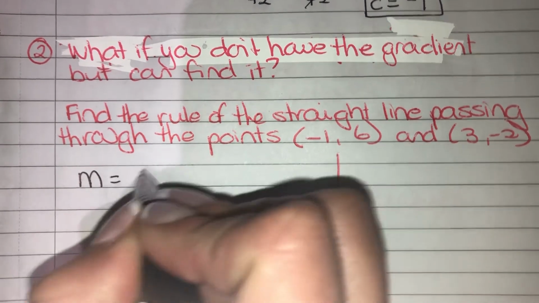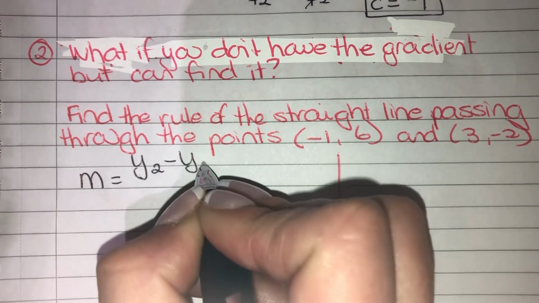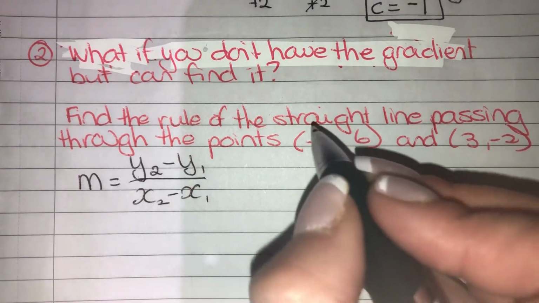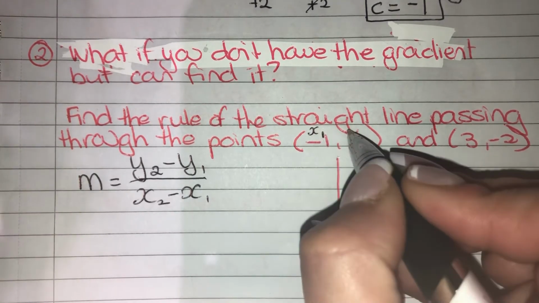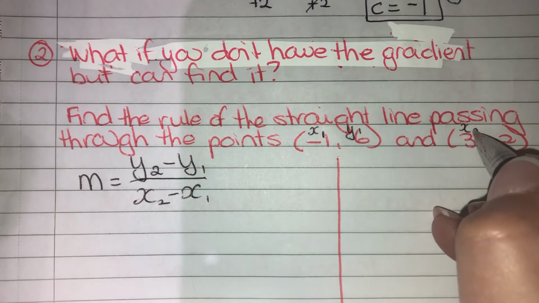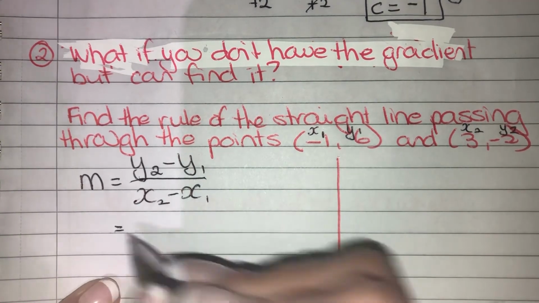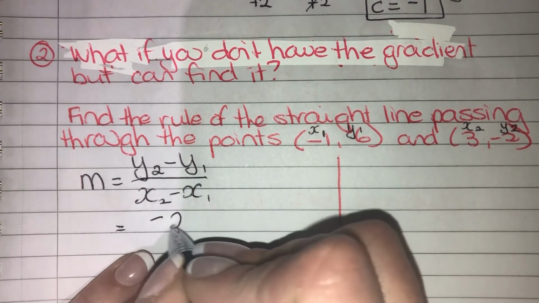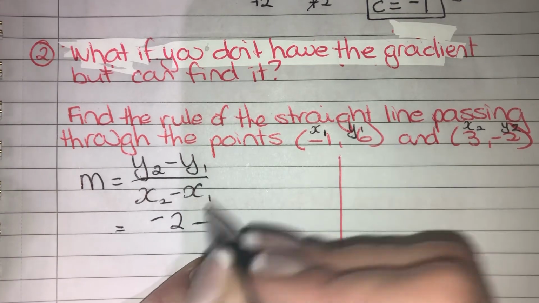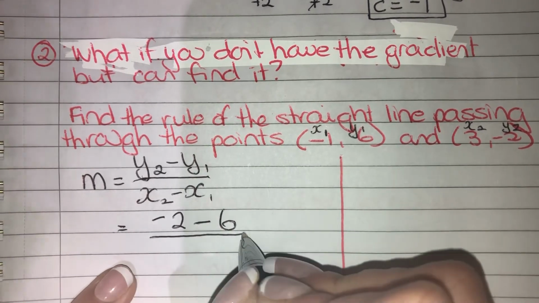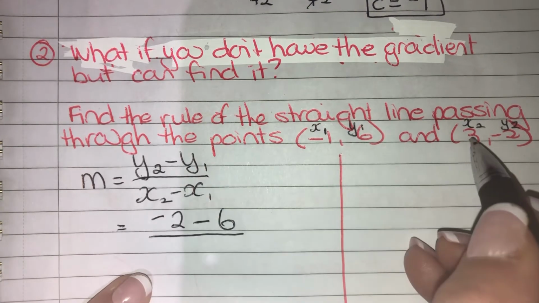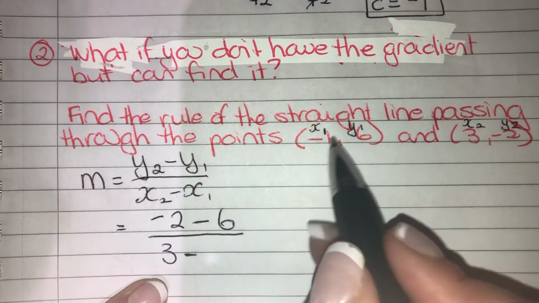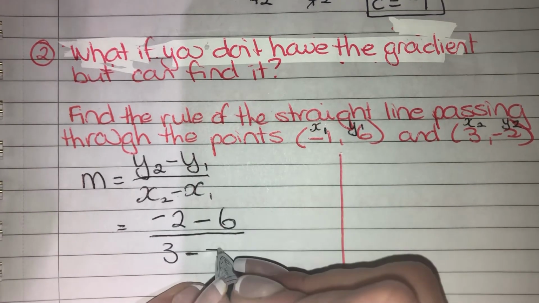We know that gradient equals y2 minus y1 over x2 minus x1, because that was in what we did the last exercise. So let's go ahead and label these x1, y1, and this will be x2, y2. Okay, and we're going to put all of those in and we'll find the gradient. So y2 is -2 minus y1 is 6. Be very careful how many negatives you're using here. x2 is 3. The formula says minus, then it says x1. x1 is -1.